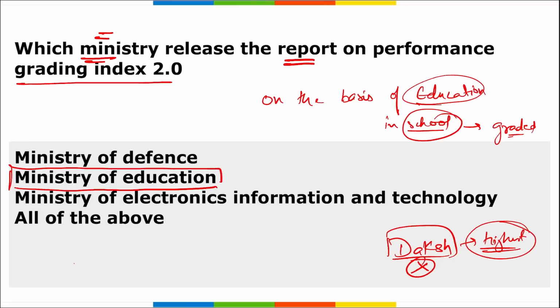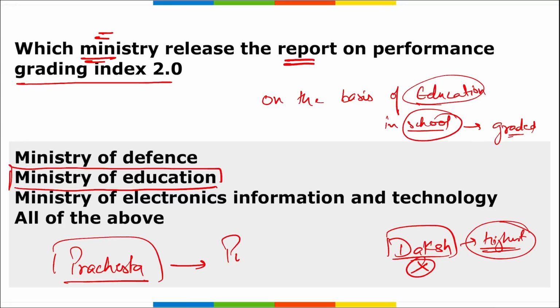Then the topmost grade that was attained during this index is Pracheshtha. This is the name of the grade, right? Pracheshtha was attained by two states, we can say. One is Punjab, right? And the other is the union territory, Chandigarh. Correct? So these you have to remember.